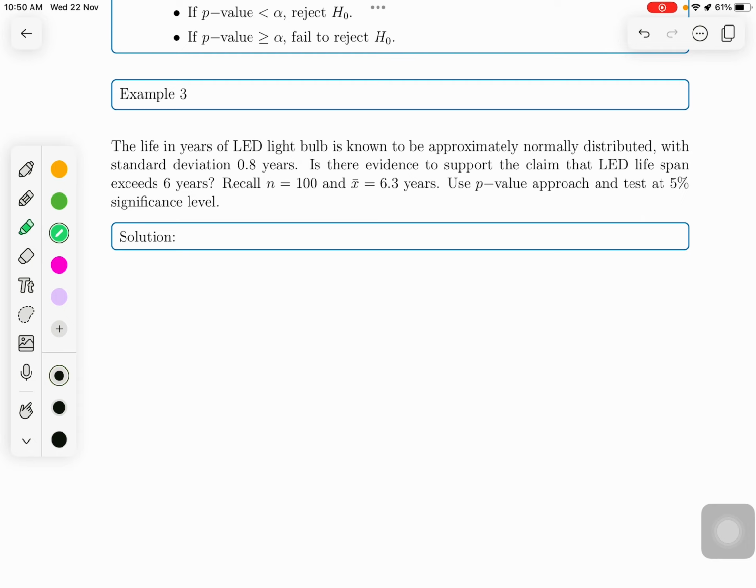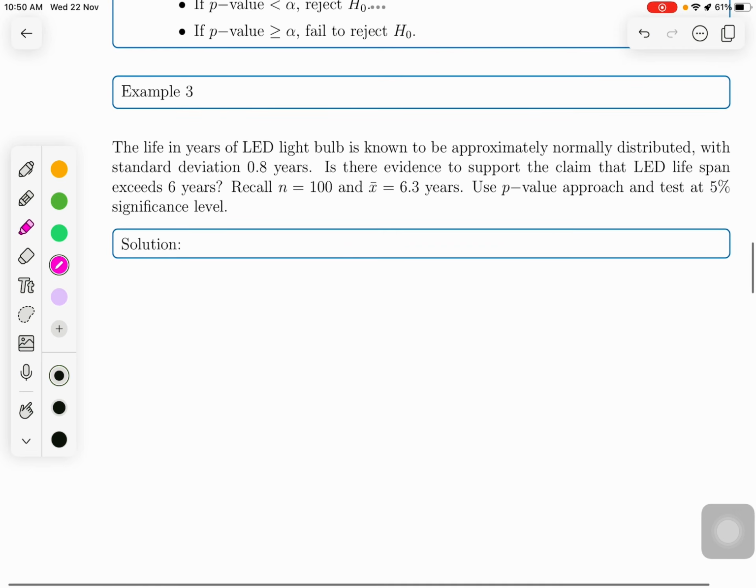So, if I were you, I would highlight this one. This is very good information. They give you the standard deviation.